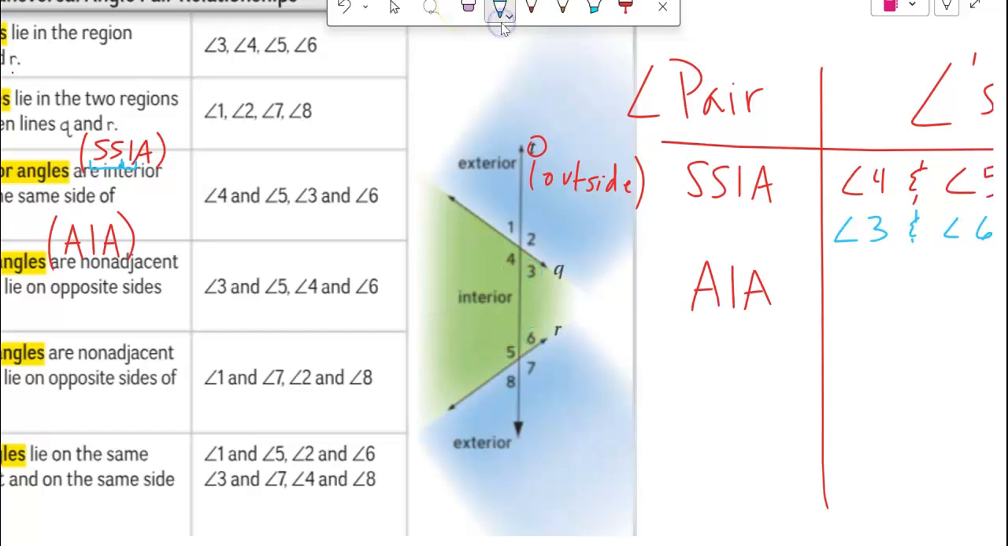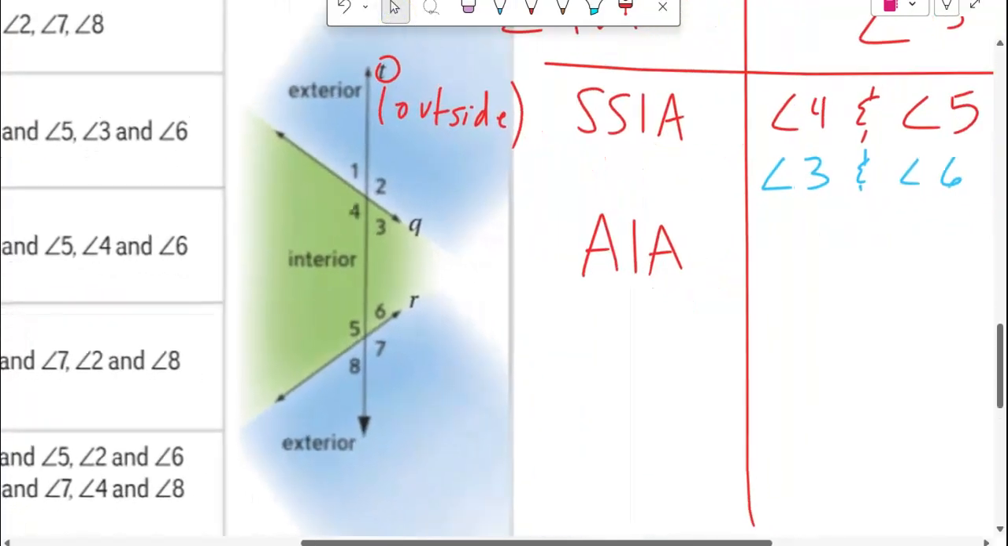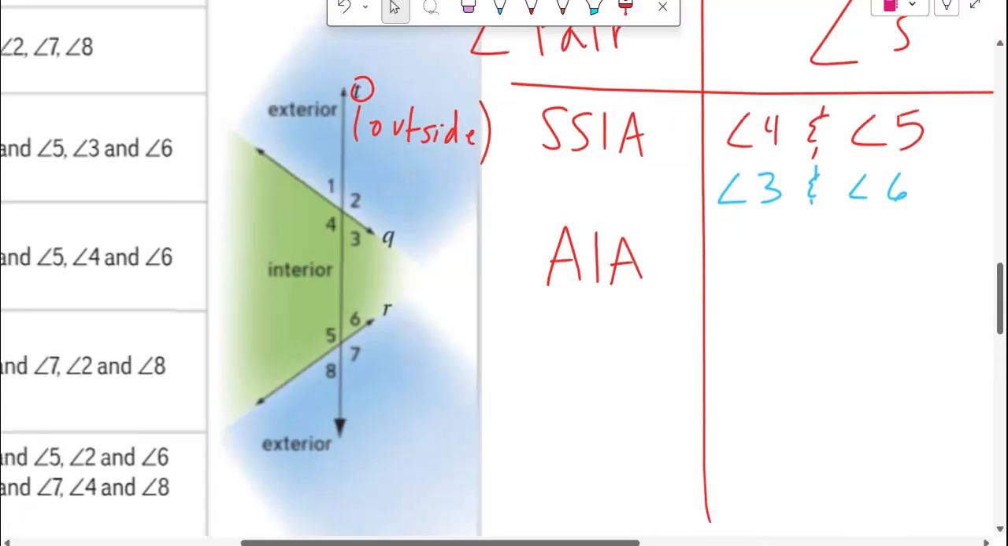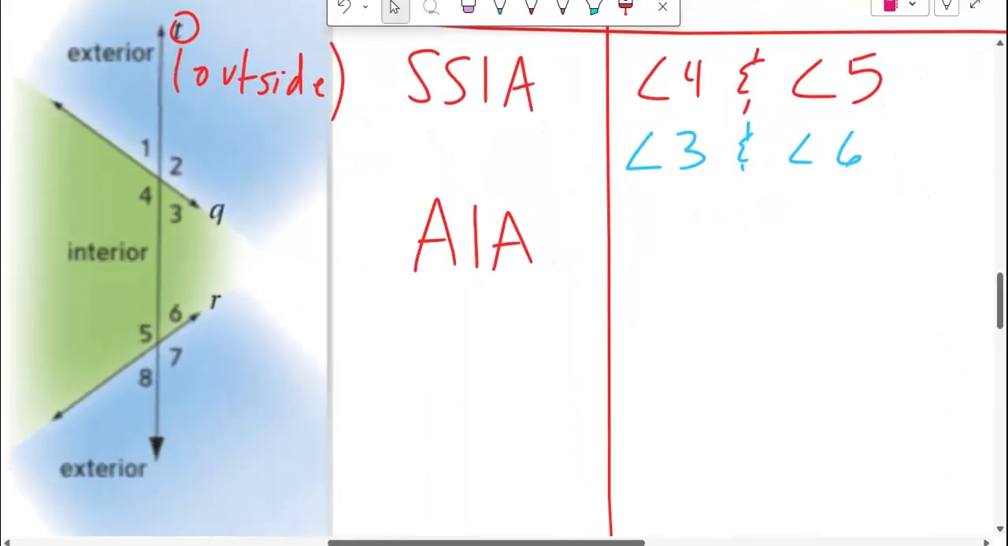Okay, break it down. The word alternate, if you need to write this down, write it down. The word alternate means opposite. Interior means inside of the 2 lines. So now I've got opposite sides of the transversal inside Q and R.